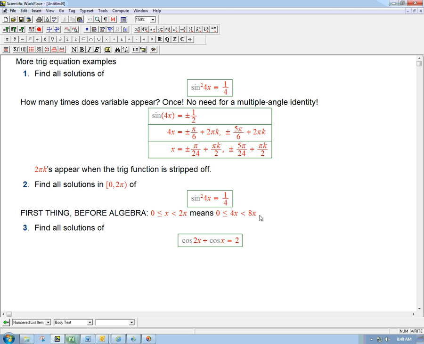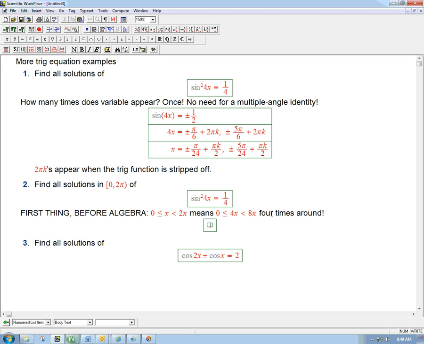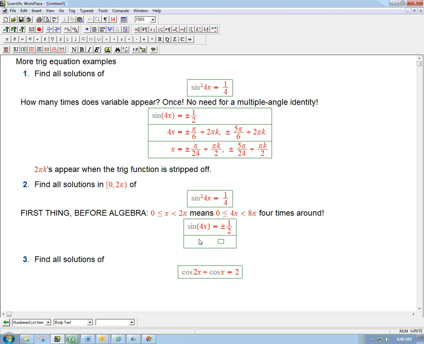That means 4 times around the unit circle. That's going to create a long list of possible answers. So now let's go ahead and do the algebra. We know the first step is just to get here. Then the next step is we strip off the sine function, 4x equals. Now, here's where we need to stop. We don't need minuses because we don't need anything with a negative number. This is what the 4x's are supposed to be.